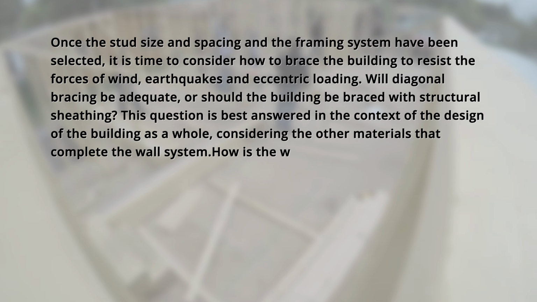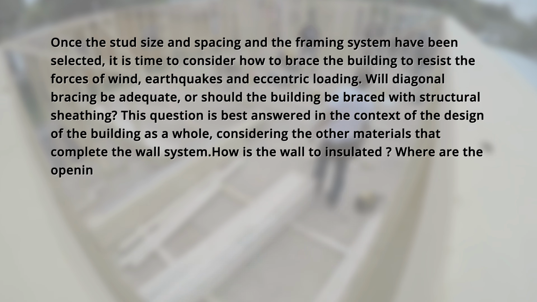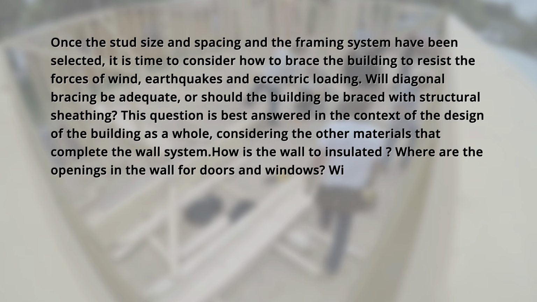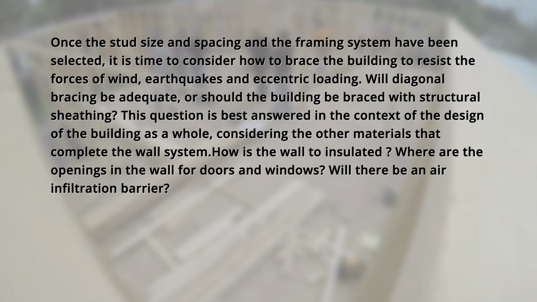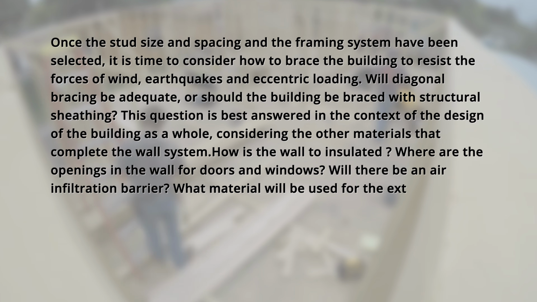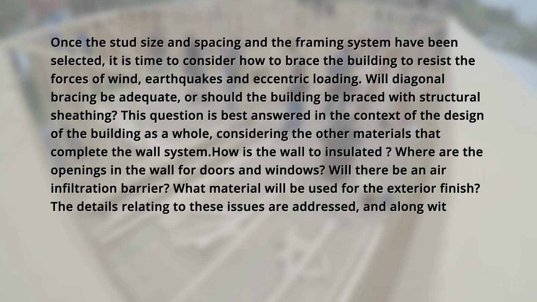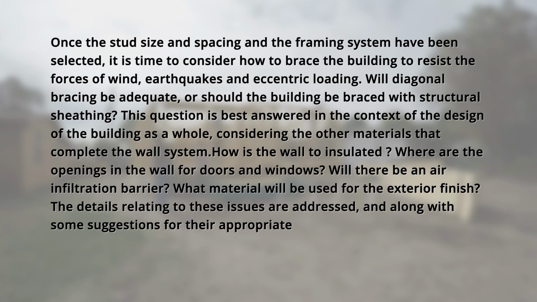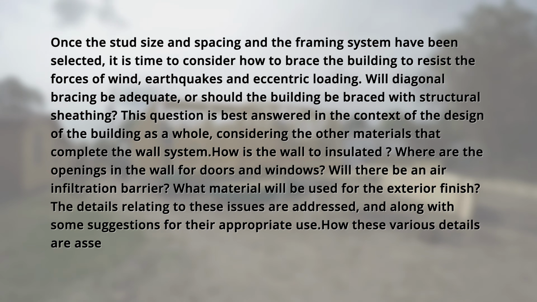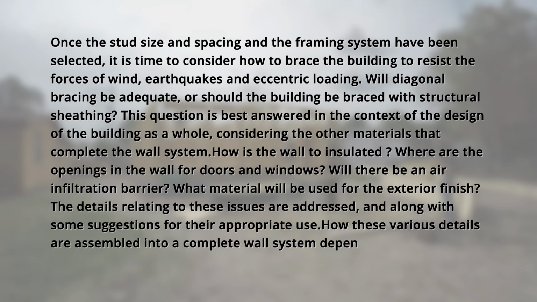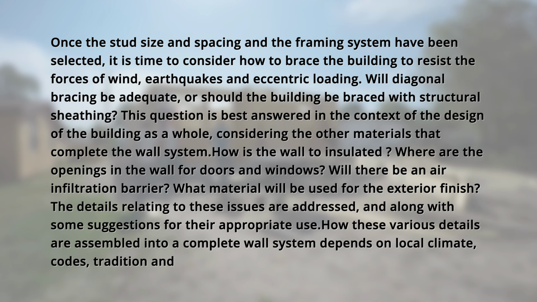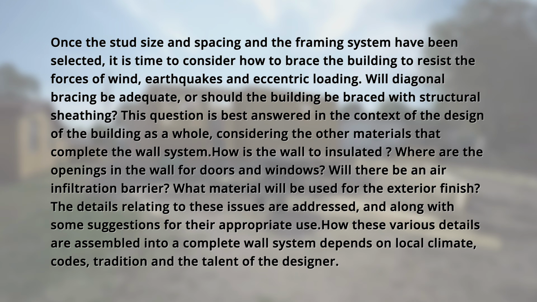How is the wall to be insulated? Where are the openings in the wall for doors and windows? Will there be an air infiltration barrier? What material will be used for the exterior finish? The details relating to these issues are addressed in this chapter, along with some suggestions for their appropriate use. How these details are assembled into a complete wall system depends on local climate, codes, tradition, and the talent of the designer.